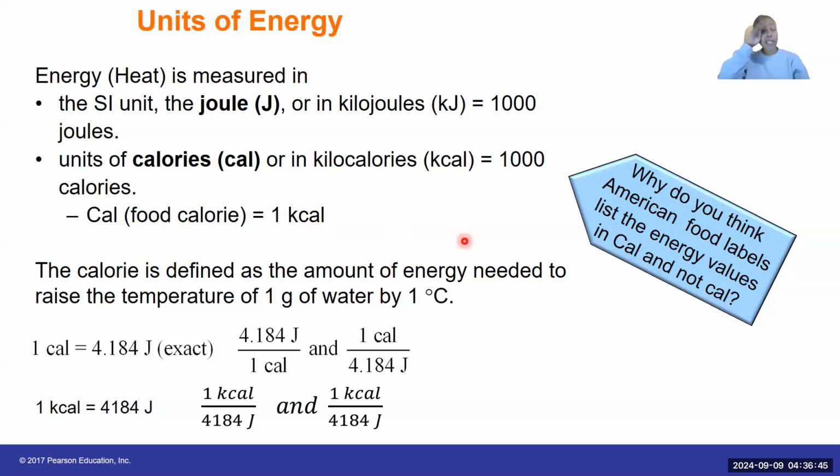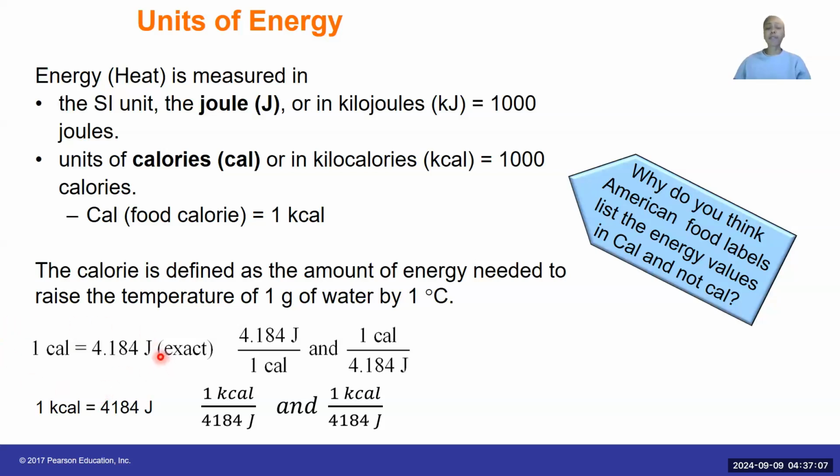So the way that we identify a calorie is that it is the amount of energy that is needed to raise the temperature of 1 gram of water by 1 degree Celsius. And so 1 calorie is equal to 4.184 joules. And this is an exact amount.